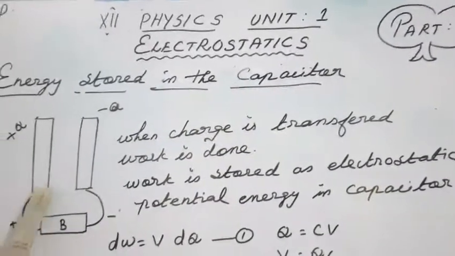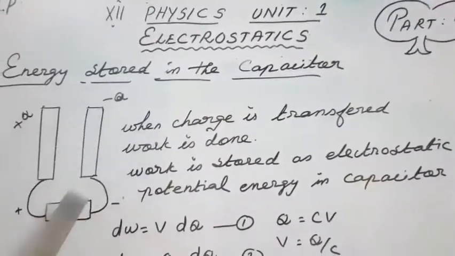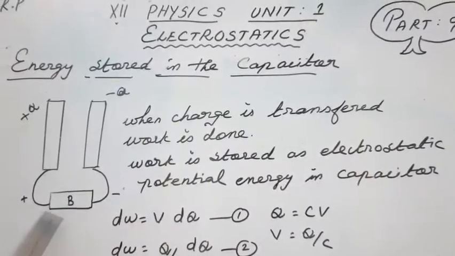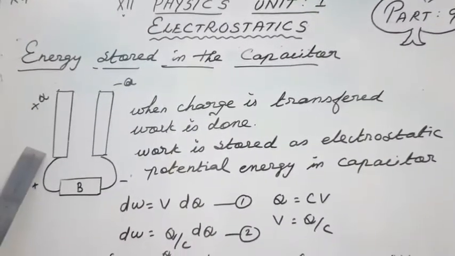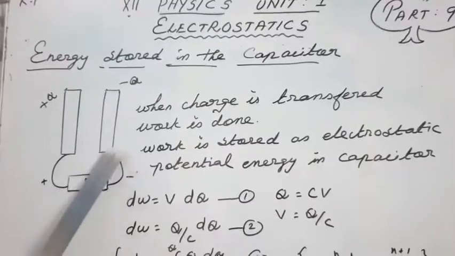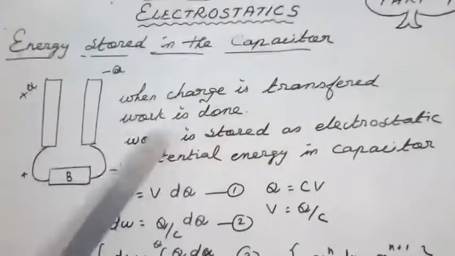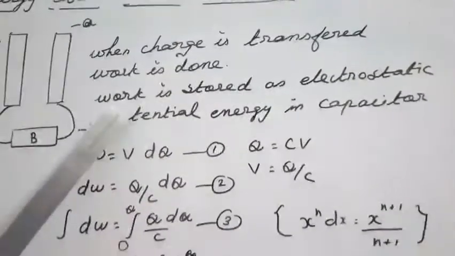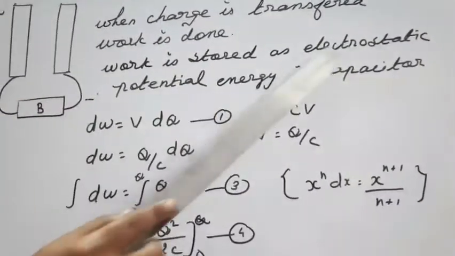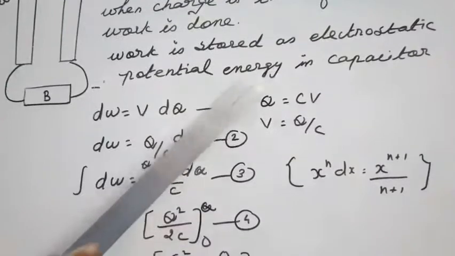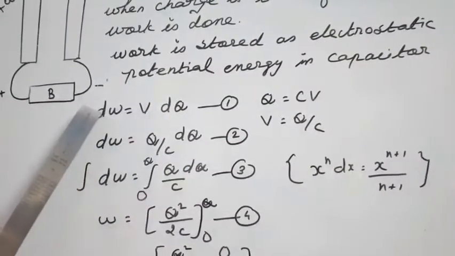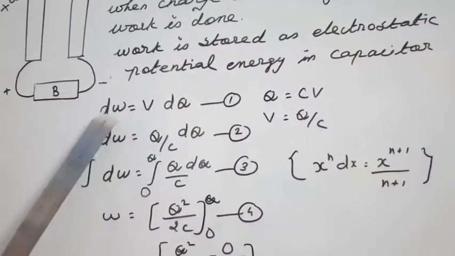Let us take two plates, plus Q and minus Q, and here there is a battery. From the battery, the plus terminal is connected to the plus plate and the minus terminal is connected to the minus Q plate. When charge is transferred, there is work done by the battery. So this work is stored as electrostatic potential energy in the capacitor. Therefore, here the work is done.